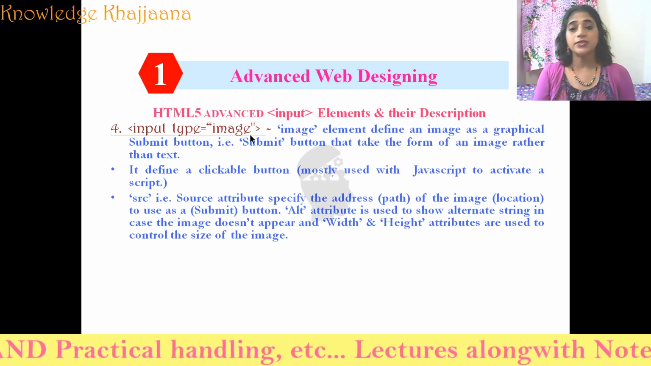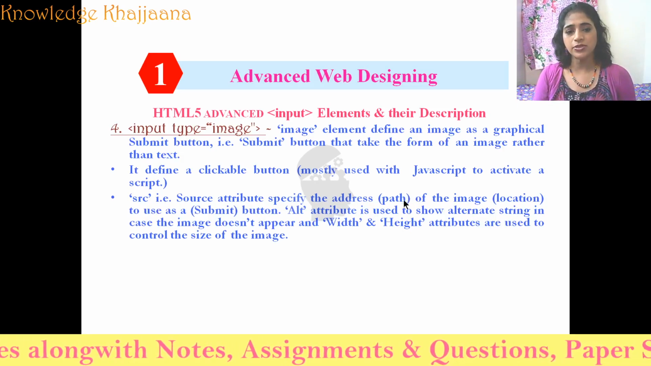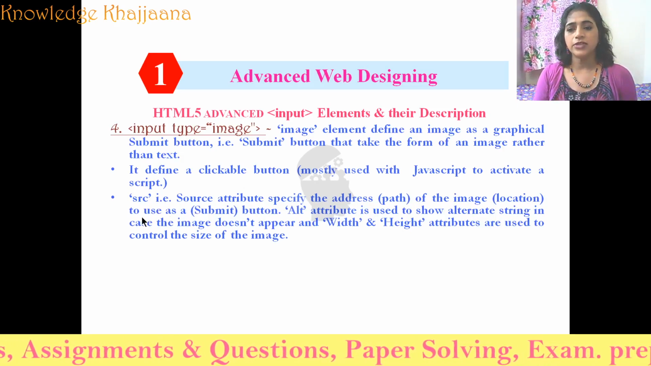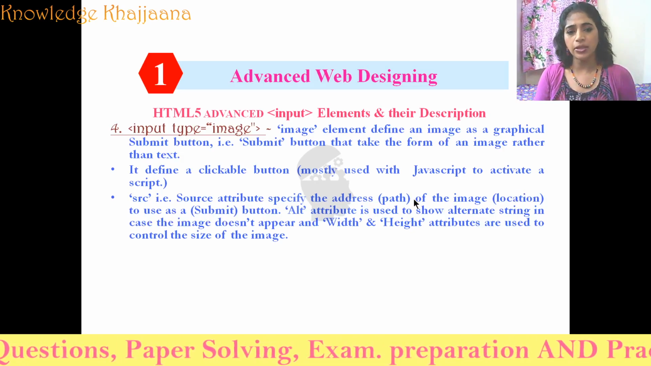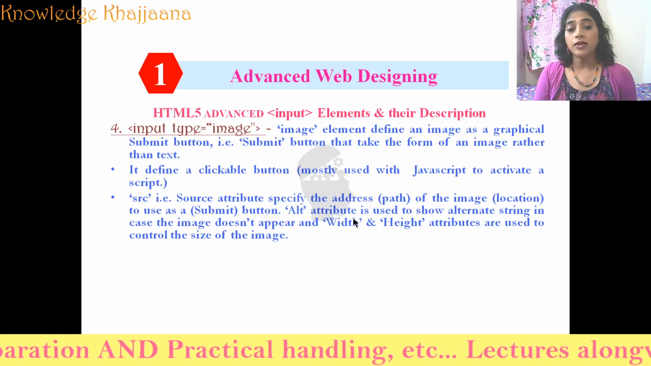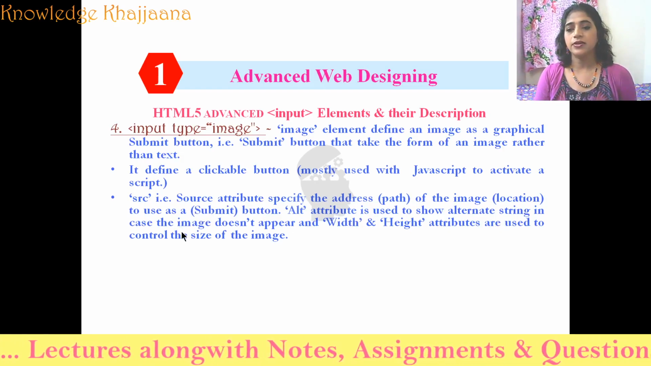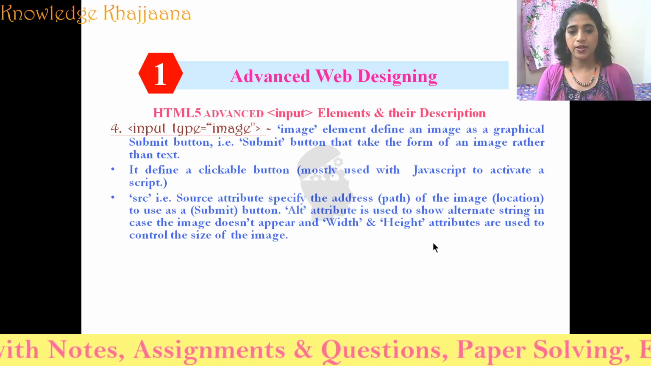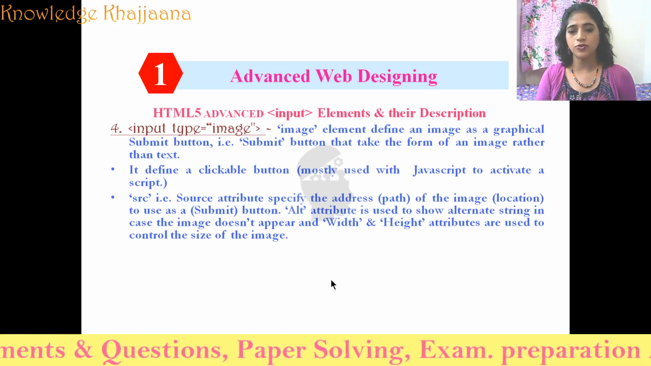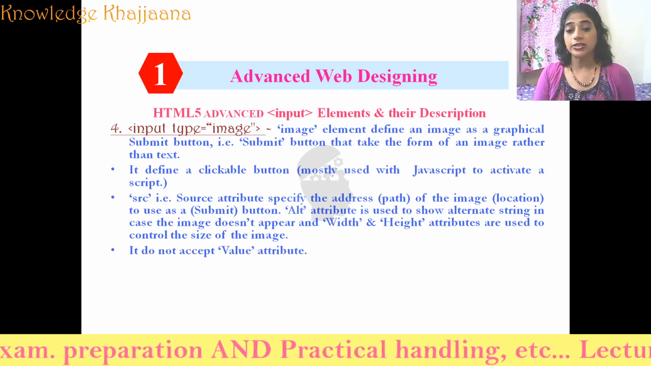See how we can set the image. For that the source attribute is used. Source means the path or the location of the image which acts as a submit button. The important thing is the alt attribute is used to show the alternative text in case the image doesn't appear. And the width and height attributes are also used for setting the size of the image. It does not accept the value attribute.